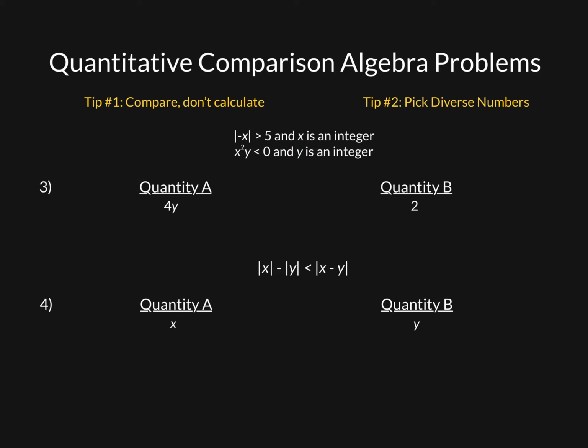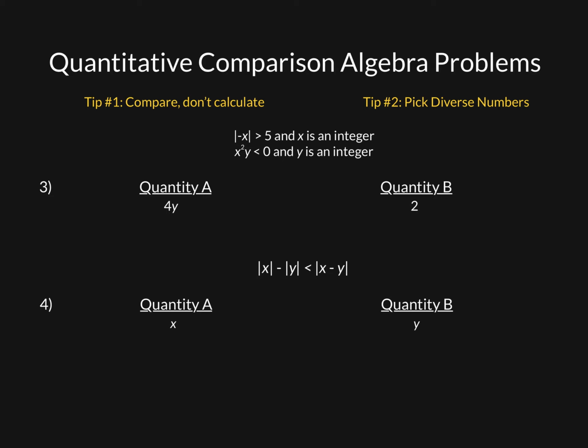Now, let's go ahead and approach our next two problems, starting here with number 3 and 4. So for number 3, we've got the absolute value of negative x has to be greater than 5, and x is an integer, as well as x squared times y has to be less than 0, and y is also an integer. And ultimately, we're comparing quantity A and quantity B. Quantity A is 4y, and quantity B is 2.